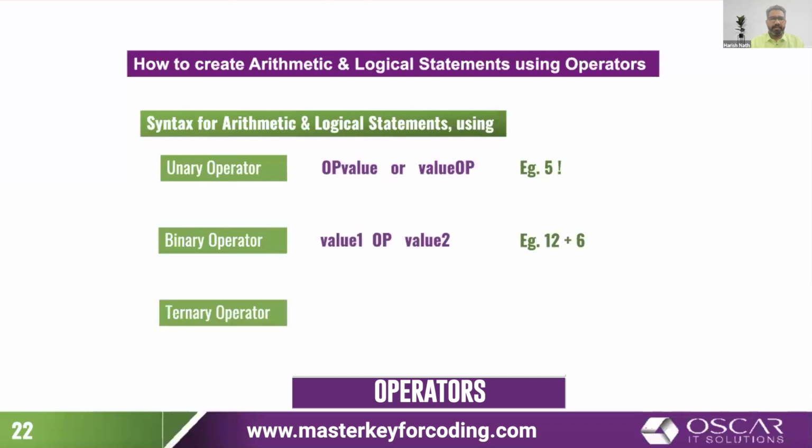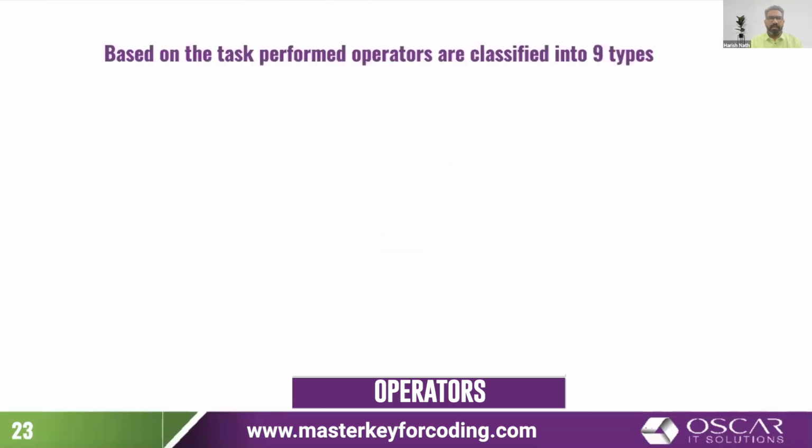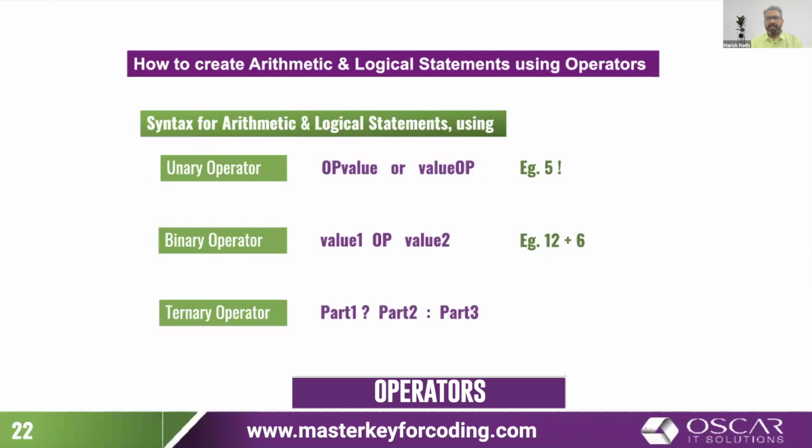Similarly, we have ternary, and the syntax is slightly different here: part 1, question mark, part 2, colon, part 3. As of now, we don't consider any example for it. When we really start working with operators, we can see it more effectively because it's still related to some other topics. Once we cover them, the ternary operator example will be clear, but this is the syntax. So arithmetic and logical statements are of unary, binary and ternary kinds. Based on their nature, we have a syntax and then statements are created.